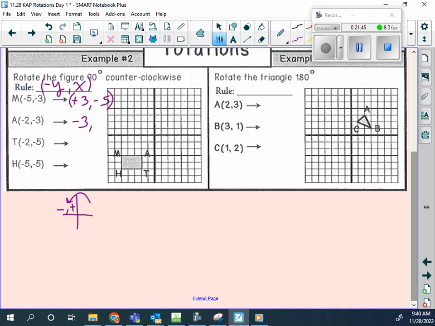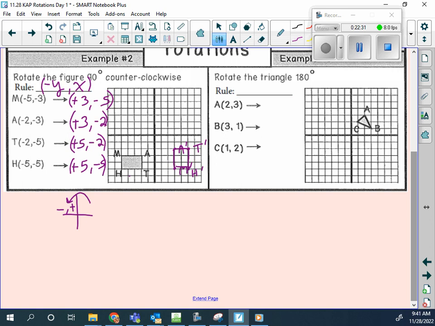Okay, same thing. So I'm going to first flip them, change, keep. First flip them, change, keep. Oh, this one, they're the same, so it didn't matter. But then change, keep, and then go ahead and put them on the coordinate grid.